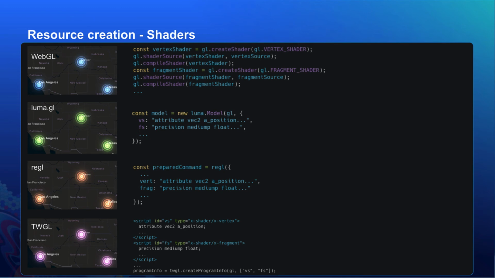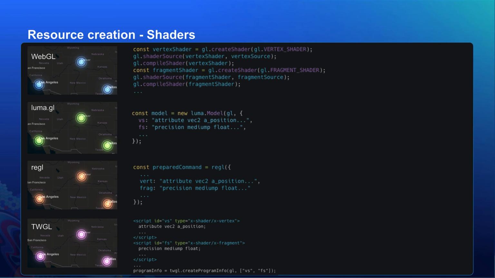Next, let's see how the different libraries approach shader creation. Shader creation is quite tedious in WebGL, as it involves creating shaders, compiling them, linking them into programs, and then retrieving uniform and attribute locations. In LumaGL, one of the core concepts is that of a model, that bundles together everything that is needed to dispatch a draw operation. Shaders can be specified as source strings at model creation.